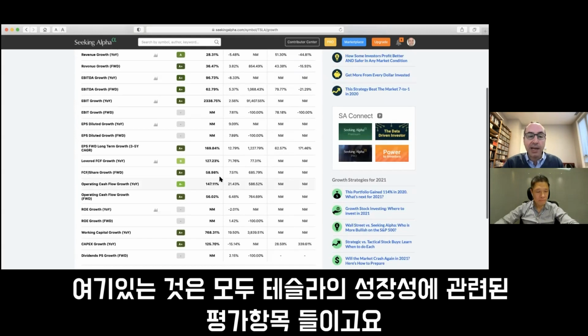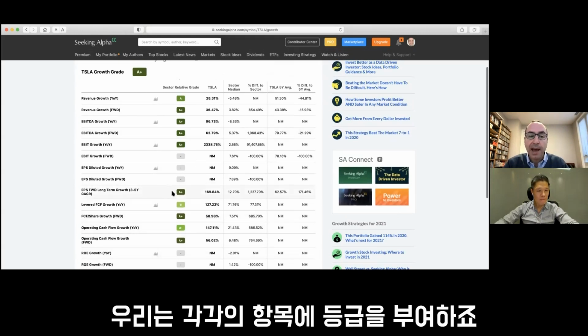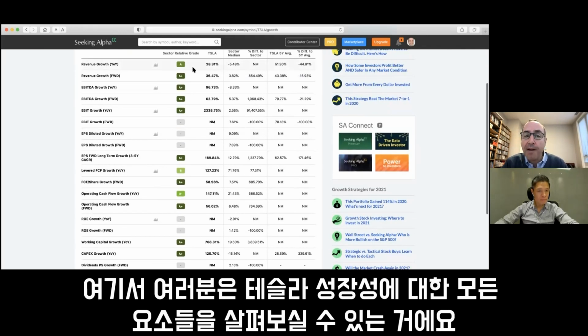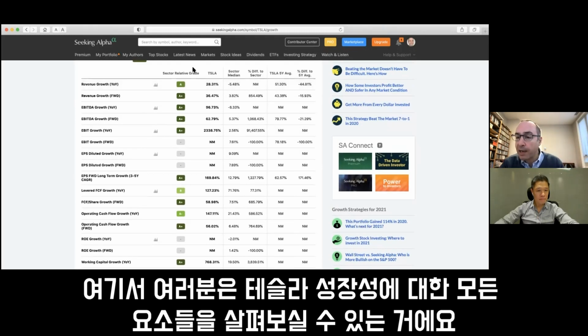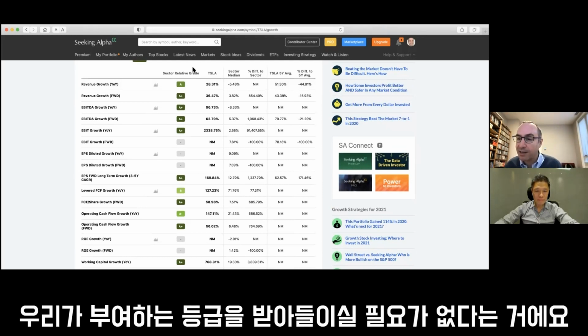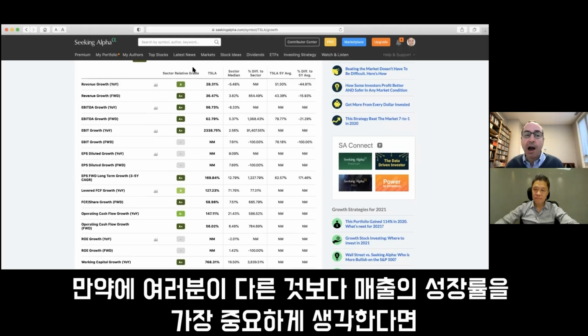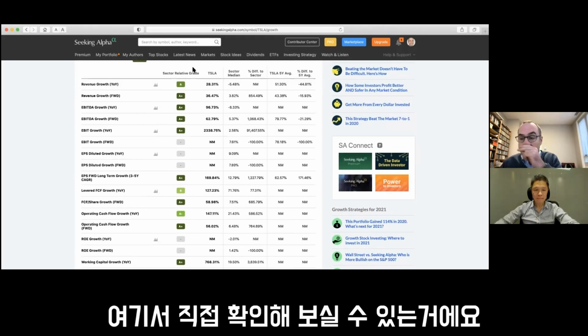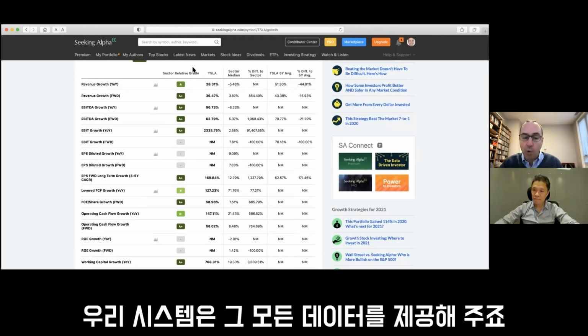And here are all the growth metrics for Tesla, and we grade all of them. There are some that don't have grades here because they're not relevant to Tesla. But you can now see all of the underlying metrics for growth for Tesla. What this means is that you don't have to accept our grade, right? If you want to say, hey, I really care about revenue growth more than anything else, and I don't care so much about profit growth, you can say, that's what I'm going to look at. And our system gives you all of the data.